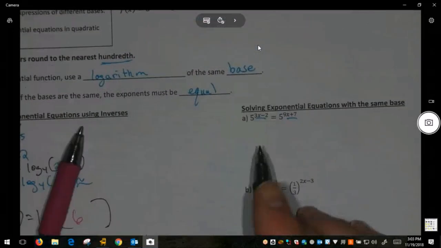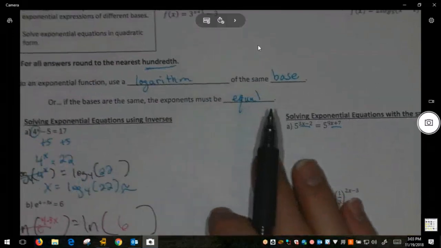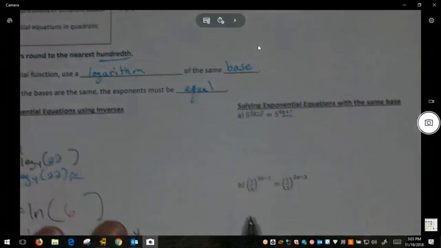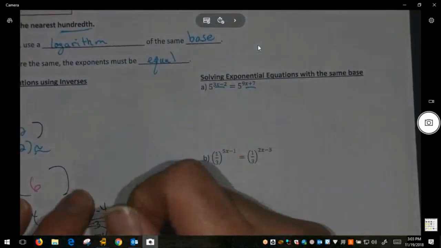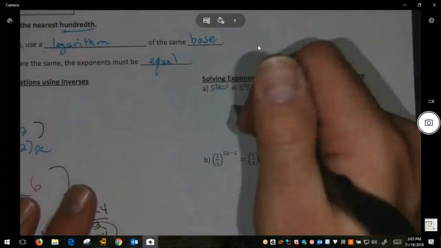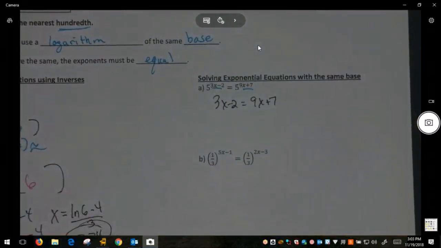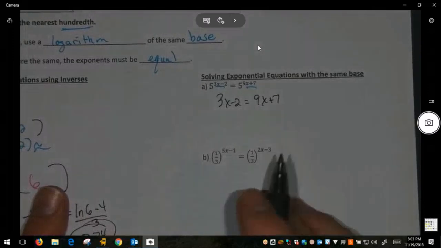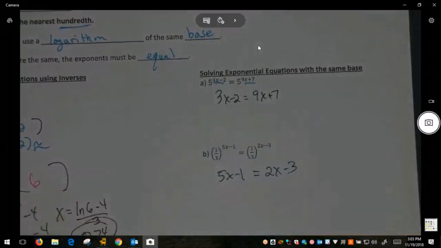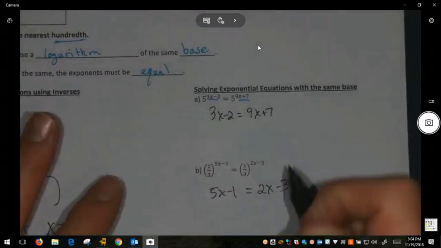On the next two problems, we see that they have the same base, solving exponential equations with the same base. That is the very first learning target. If they have the same base and no other operations on either side, then their exponents must be equal. So 3x minus 2 equals 9x plus 7, and we can solve from there. Here, they both have a base of 1/3, so their exponents of 5x minus 1 and 2x minus 3 have to be equal in order for this expression to equal this expression.